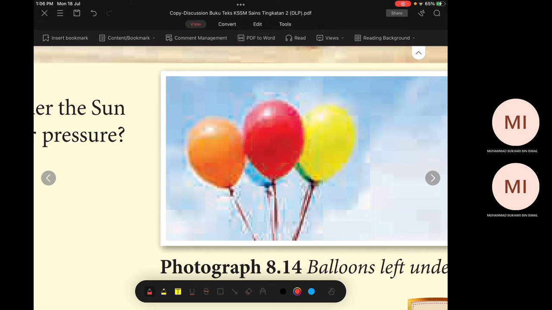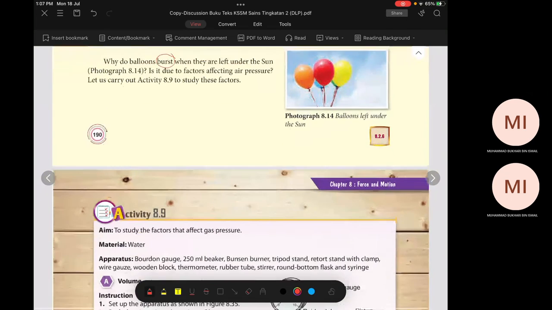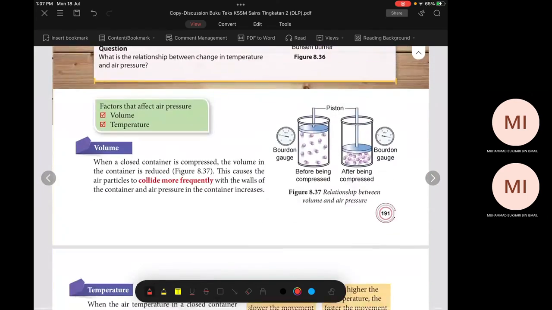Can you think what is happening here? Why does it burst? Let's say it bursts. Okay, the high pressure. Why? The pressure inside the balloon increases when it's hot. Because you leave it under the sun, it's going to be hot, right? So what happens to the air particles? They move faster, right? And the frequency of collision increases. So the pressure also increases. That will burst. Okay, this one also we'll do an experiment later.